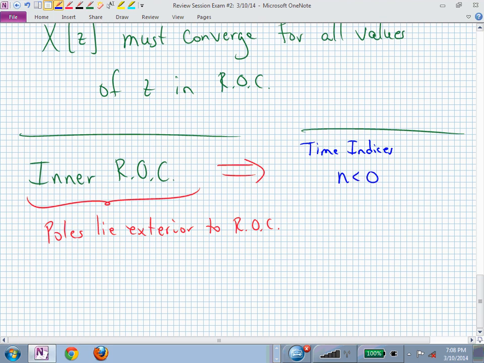N negative, right? Those are okay to be valued. The others have to vanish. N's greater than or equal to 0, those have to vanish when we have an inner region of convergence. So if we have an inner region of convergence, our time index is going to be negative values of n. So we have a one-sided sequence, and in fact, that's a left-sided one-sided sequence.